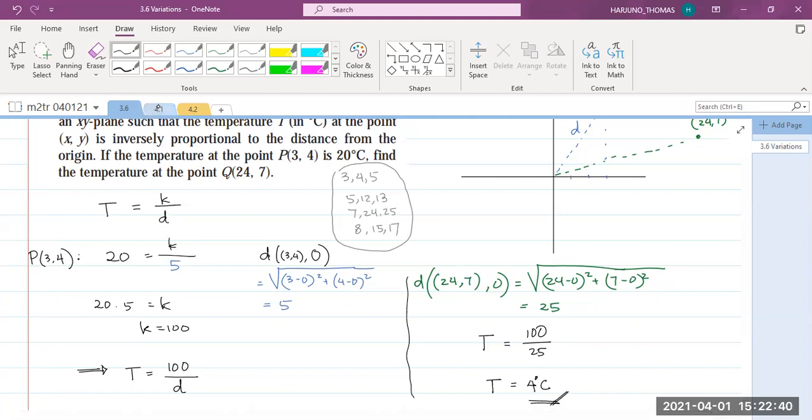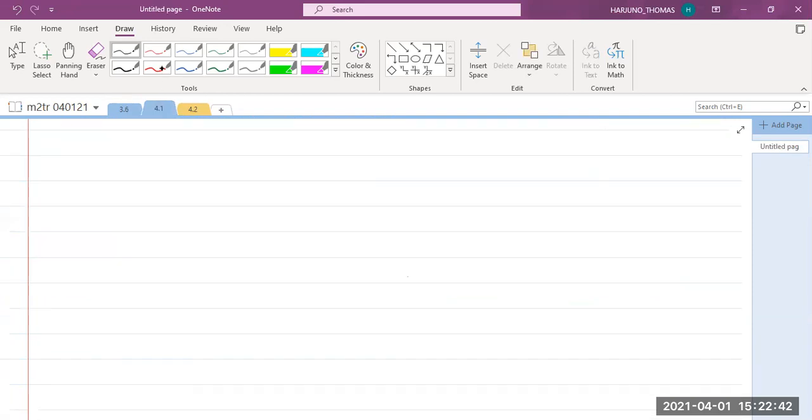Okay, now let's go on to 4.1. 4.1 is on inverse functions. Again, my assumption is you already watched the lecture video, and I will just continue from there. I would like to go over some basics first, okay? But important basics.